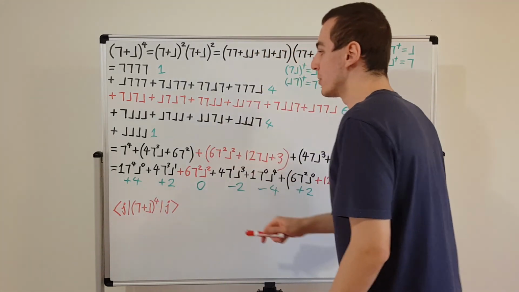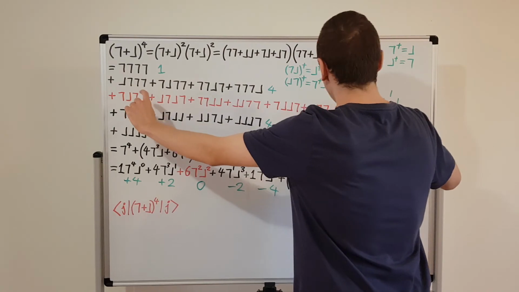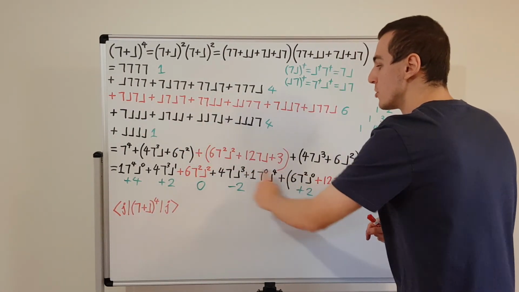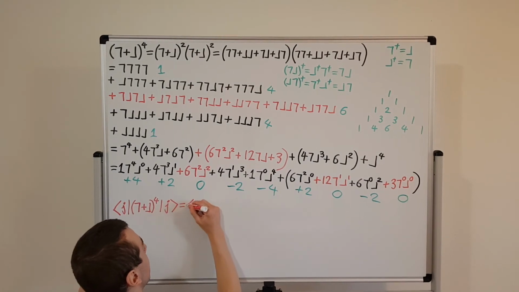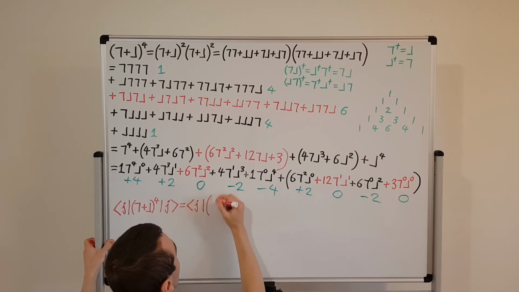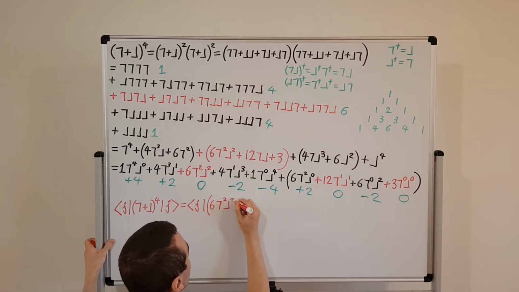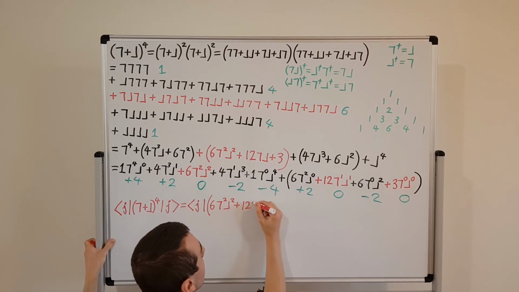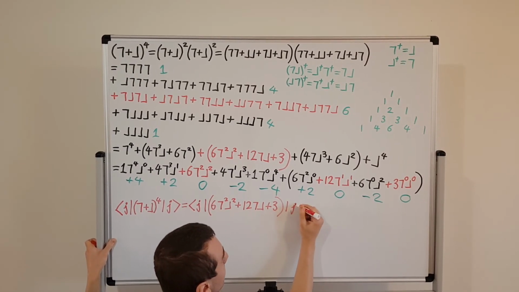So the only contribution to this is going to come from these terms. And we know that these terms are equivalent to this over here. So I'll write that underneath. That means if we take this sandwich of bras and kets, we can write all of these terms inside. So we have 6 raise squared, lower squared, plus 12 raise lower, plus 3, and then we have the ket.